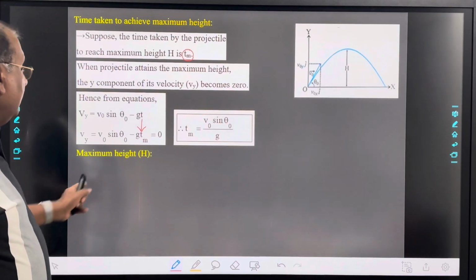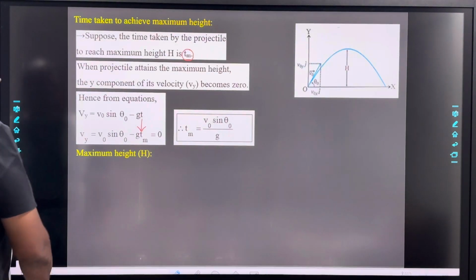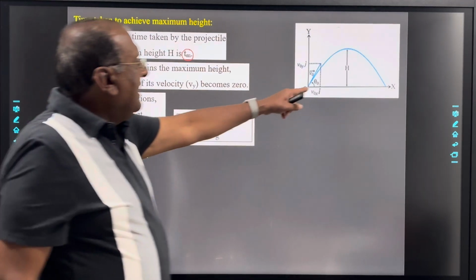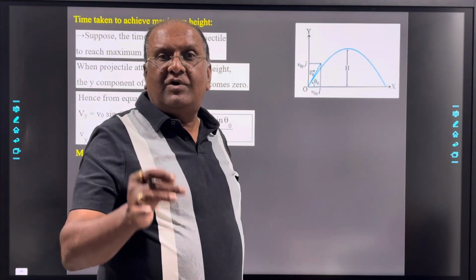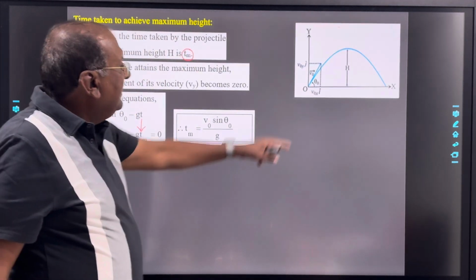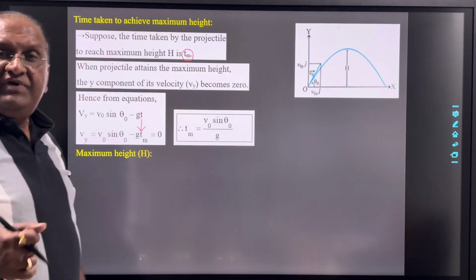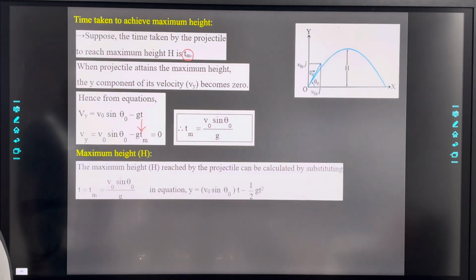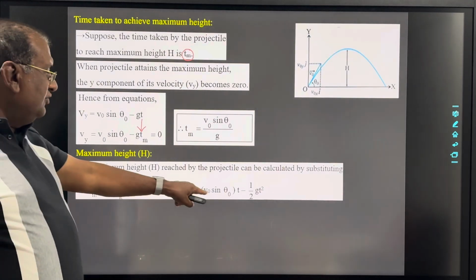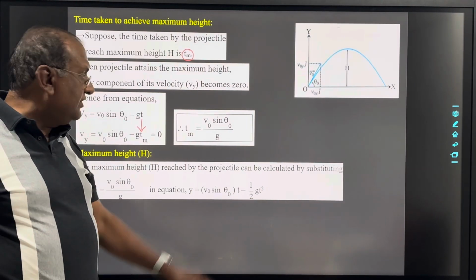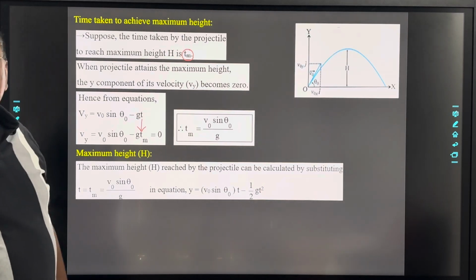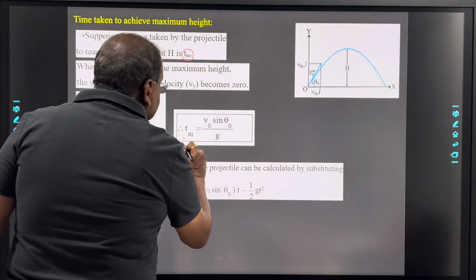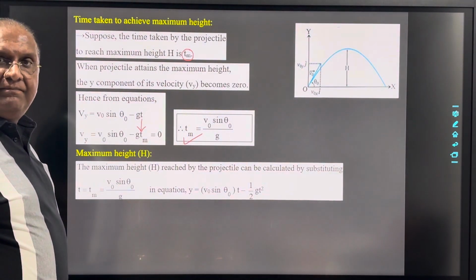Then after, the equation of maximum height. Okay. Now see, maximum height is the maximum distance covered in the vertical direction. It is denoted by h. So we have the equation for the distance covered in the vertical direction, that is y equal to V0 sin theta0 into t minus half gt square. Now maximum height is attained at which time? It is attained at time Tm.